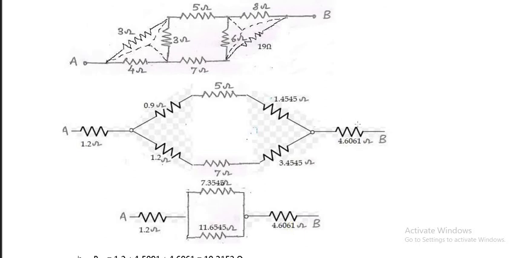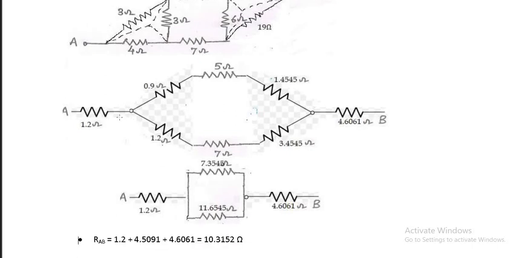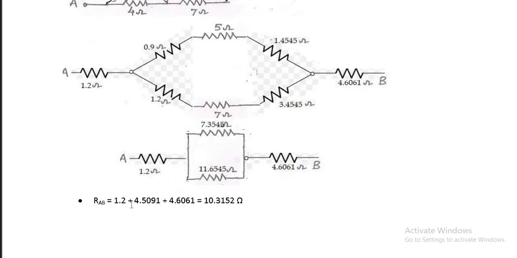Okay, and what will be this? This will be 8 into 19 upon 8 plus 19 plus 6. Okay, so you can see over here, if current is getting divided, the current flowing through 0.95 and 1.4545 is the same. So these three are in series. Similarly these three are in series, and both these then will be in parallel. So you have to find out the parallel combination of this. So it will be 1.2 plus 4.5091 plus 4.6061, that comes out to be 10.3152.